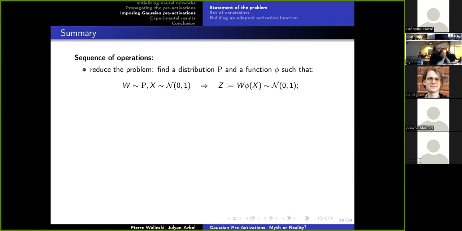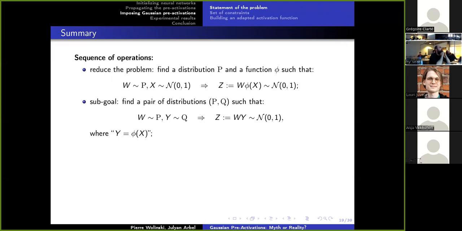So to summarize the process of resolution of the problem, first we reduce the problem. So the problem can be reduced to this one. We want to find a distribution P, an initialization distribution for W, and an activation function phi such that W times phi of x is Gaussian. As a sub-goal, we can replace phi of x by some random variable y, and we are looking for the distribution of y and W.